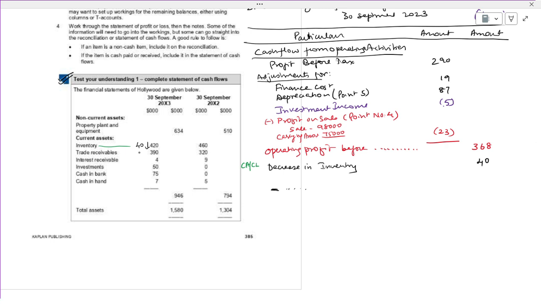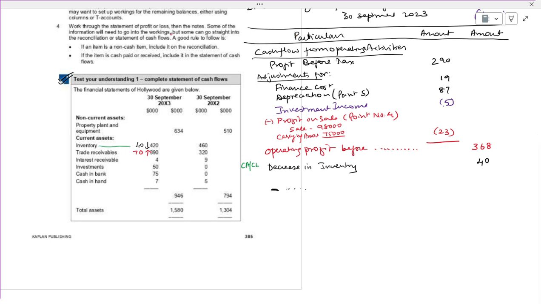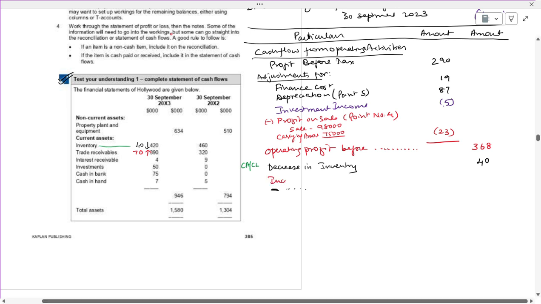Okay, receivables. What is happening to receivables? Increasing. How much is it increasing? It's 90 and 70, so 70. Asset increases, cash will decrease. Increase in receivables, how much? 70. Asset increases, cash will decrease.